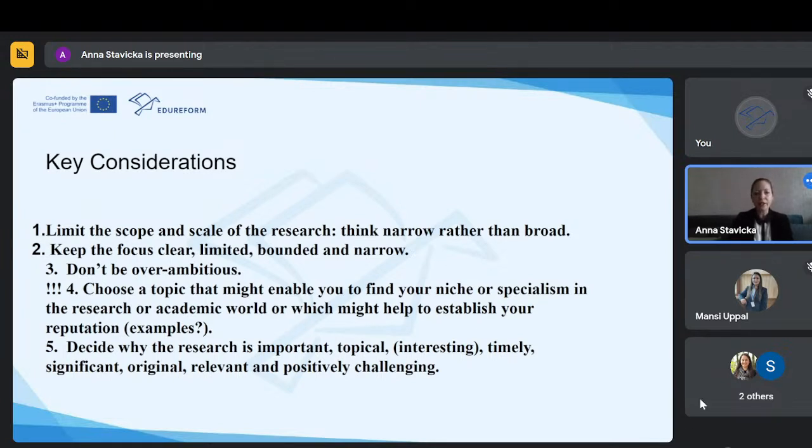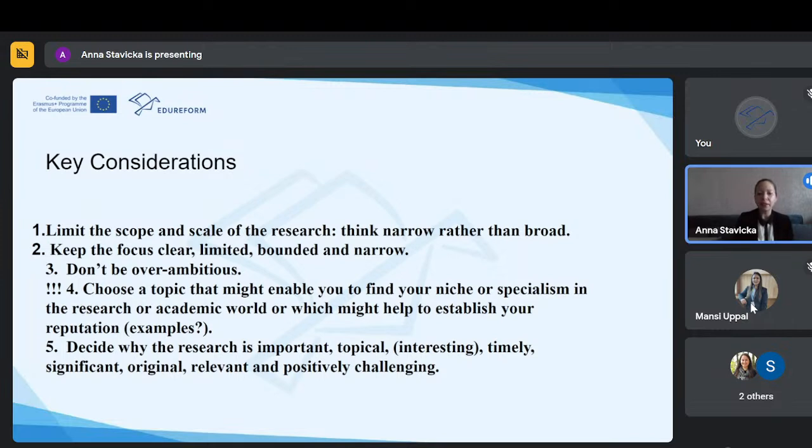investigate, expand our scientific inquiry. So here I have point four and I have three exclamation marks again, and I believe that this point is very, very important. I will read it and then try to exemplify it. So choose a topic that might enable you to find your niche or specialism in the research or academic world, or which might help to establish your reputation.